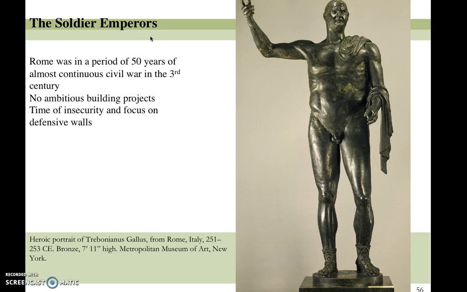This is followed by the soldier emperors, a time when you have almost continuous civil war in the 3rd century. So instead of having ambitious building projects, you have defensive walls being put up for protection. And you have a time when general after general might be declared emperor, only to be murdered by another general just a few years or months later. So things like coins would have careful new portraits put on for whoever was in power, whoever the current emperor would be.